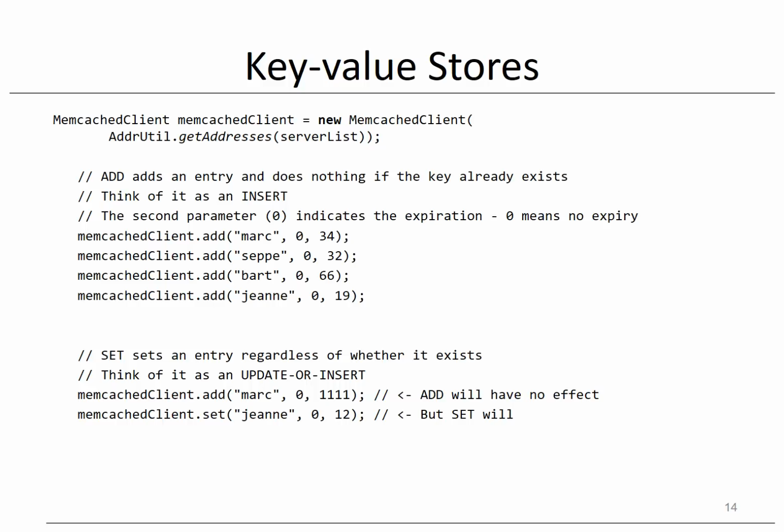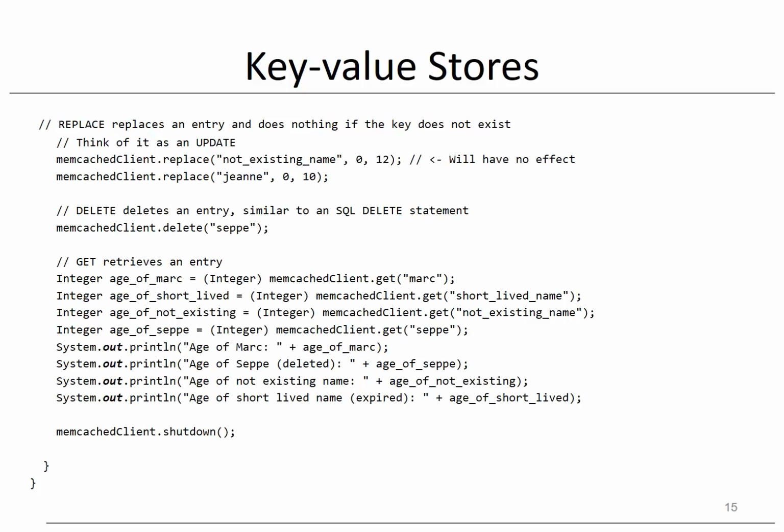The set method can be used to set an entry regardless of whether it already exists. You can think of it as an update or insert. The replace method replaces an entry and does nothing if the key does not exist. You can think of it as an update. The delete method can be used to delete an entry, similar to an SQL delete statement. The get method can be used to retrieve entries, as you can see illustrated.